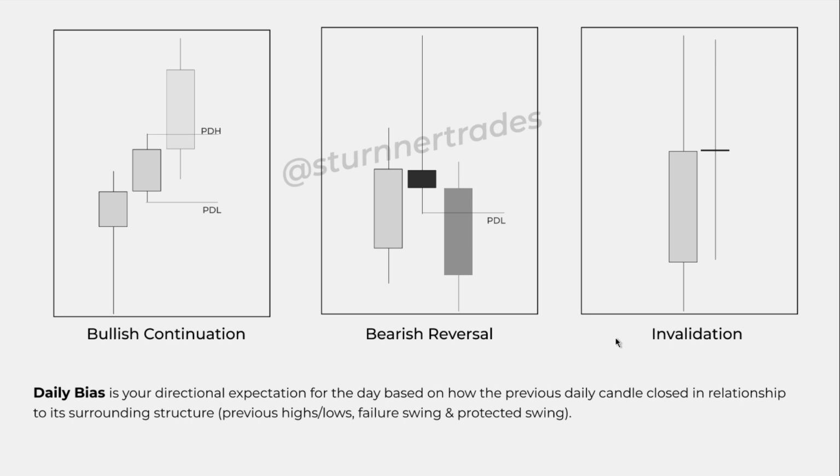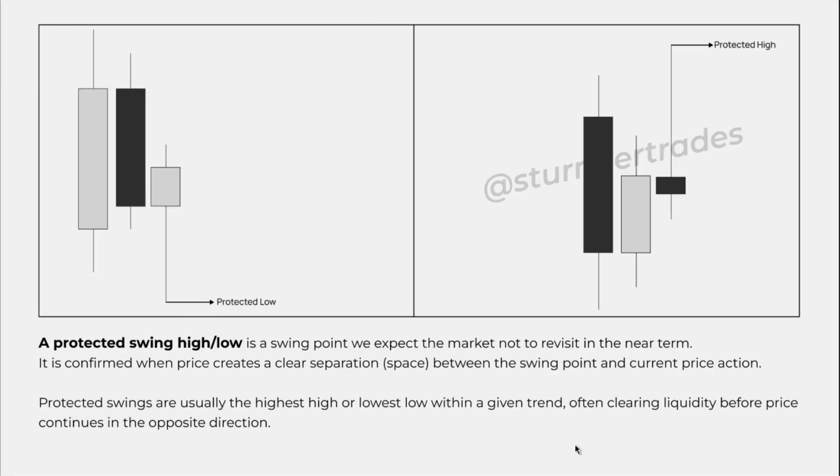So first, let's get into the explanation of these three tools so you can understand how they work and relate to each other. A protected swing high or low is simply a swing point that we expect the market not to revisit in the near term, and it is confirmed when price creates a clear space between that swing and the current price action. Most of the time, these protected swings form as the highest high or lowest low in a trend, and usually they've already cleared some liquidity before price continues in the opposite direction.